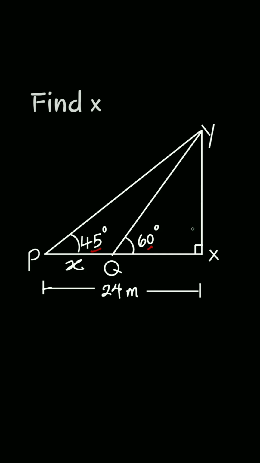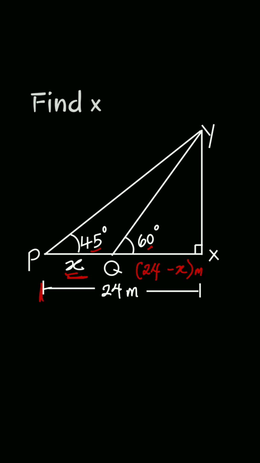So to find x, where is x? This is x here. We have been told that length PX is 24 meters. If the entire length from here down to this point is 24 meters, and PQ is x meters, then we can say that QX will be 24 minus x meters. Why? Because we've been told that PQ is x and PX is 24 meters. So this QX will be 24 minus x meters.